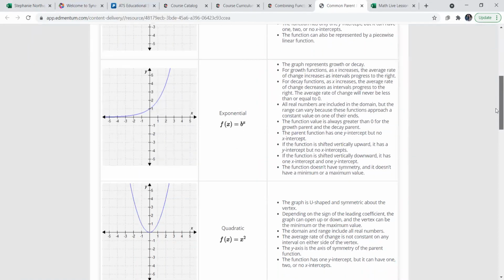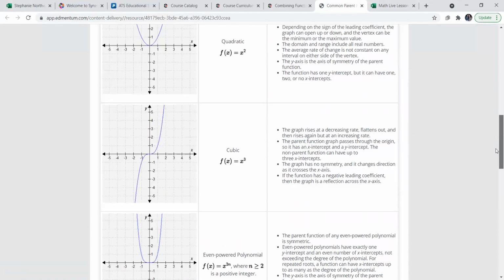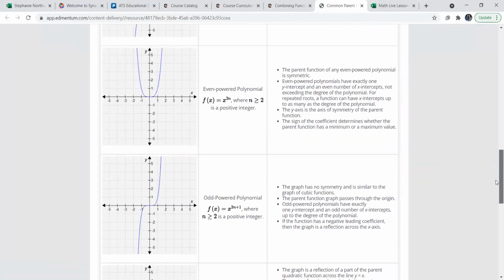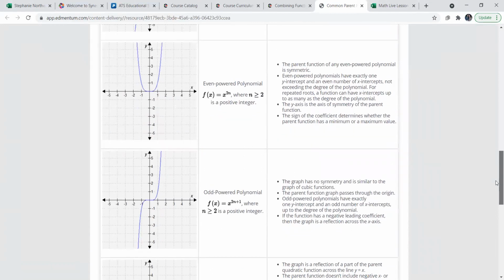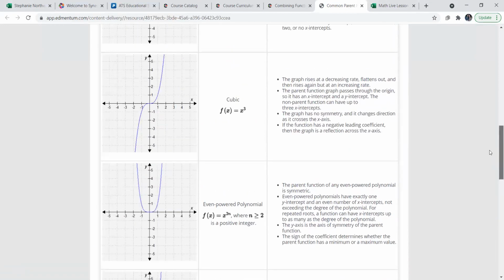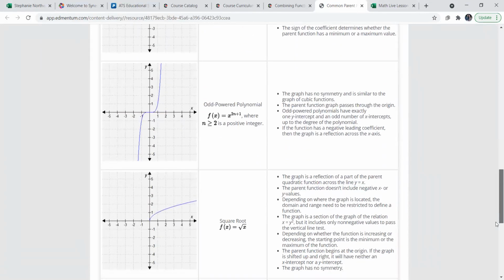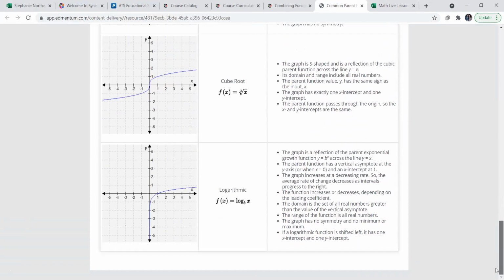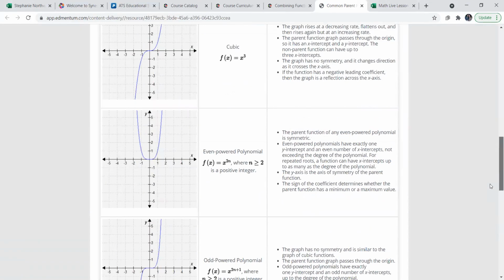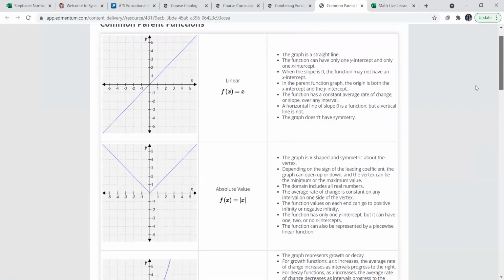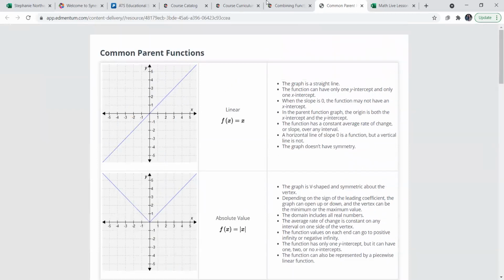Linear, absolute value, exponential, quadratic, cubic, polynomial, odd-powered polynomial. The first one is even power, the next one is odd-powered, then square root, cube root, logarithmic. If I were you, I'd bookmark this. Save this right here. Bookmark this website. It'll come in handy for the future, and we hit done like this.